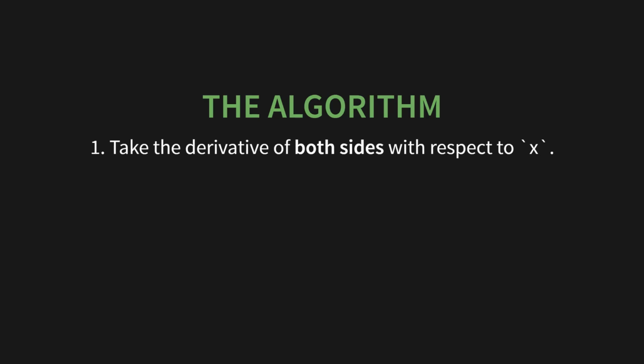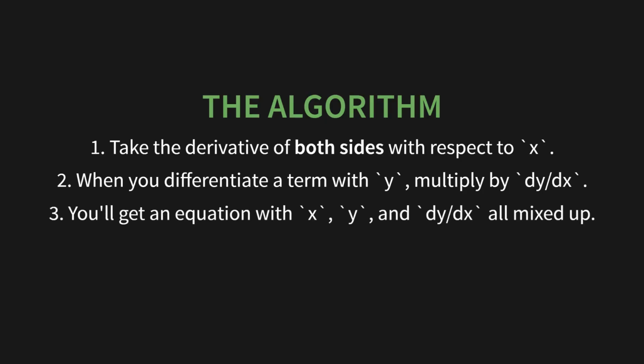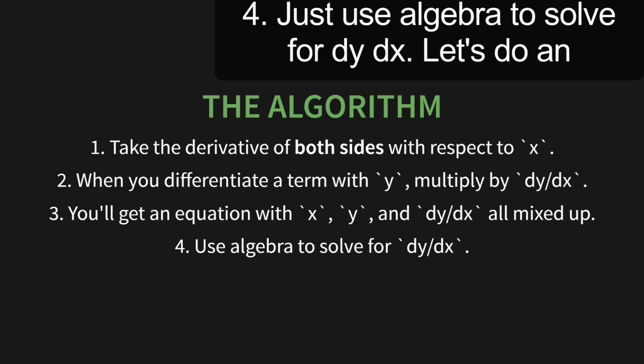Here's the algorithm. It's 4 simple steps. 1. Take the derivative of both sides of the equation with respect to x. 2. When you differentiate a term with y, remember to multiply by dy over dx. 3. You'll get an equation with x, y, and dy dx all mixed up. Don't panic. 4. Just use algebra to solve for dy dx.